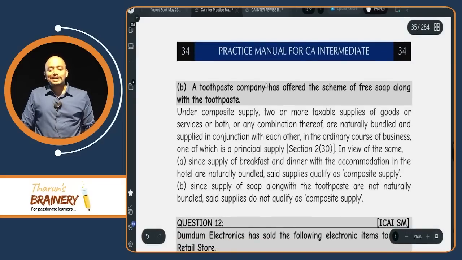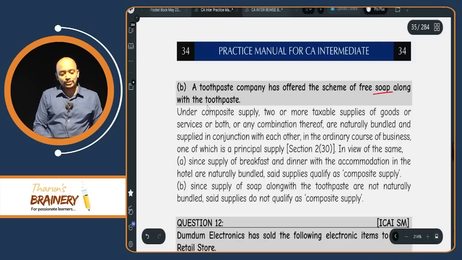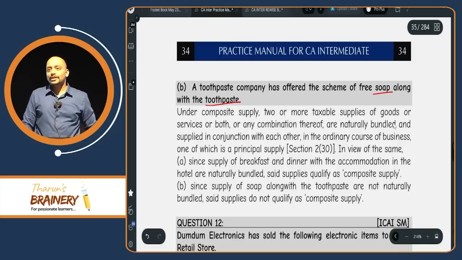Then a toothpaste company has offered this scheme of free soap along with toothpaste. Soap, toothpaste, no way connected here. So therefore, it is not naturally bundled. So it is not a composite supply.